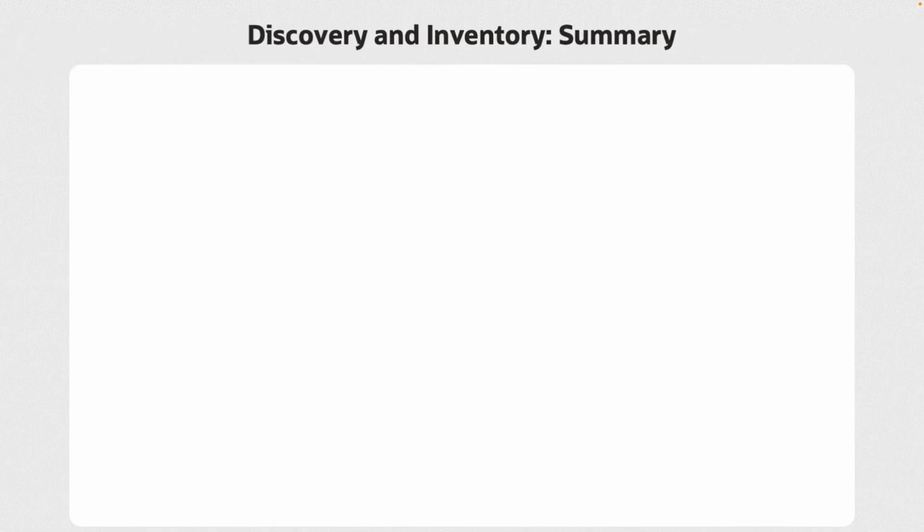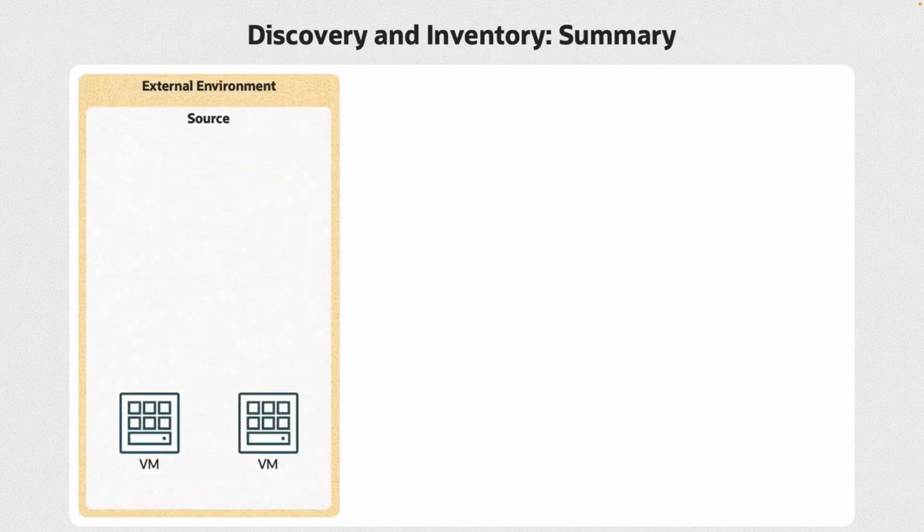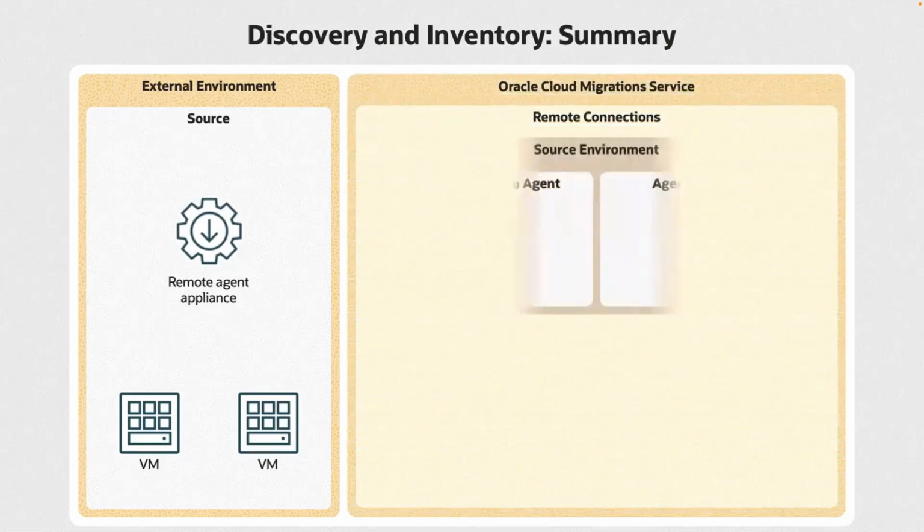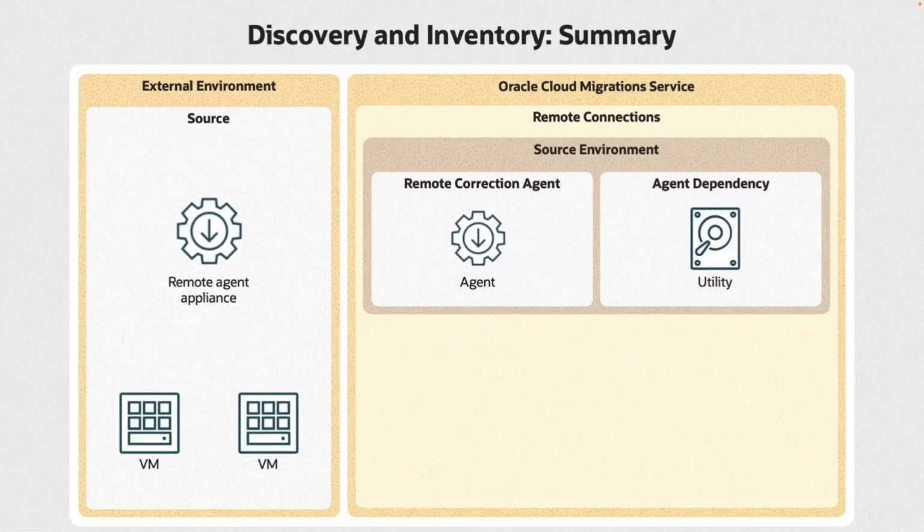Summarizing the overall picture of discovery and inventory together, we have a VMware-based external environment that is running virtual machines. We start with deploying an OCB remote agent appliance within this environment. The OCB agent registration creates the remote connection agent, and that has 3 plugins: the discovery plugin, replication plugin, and agent health monitoring plugin. And then you configure agent dependencies with VDDK.